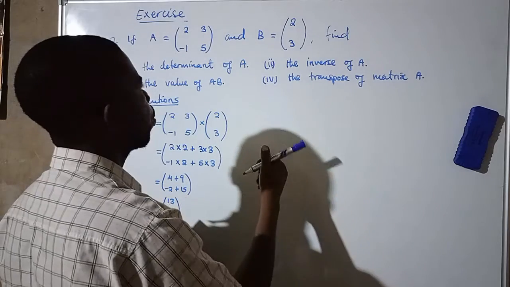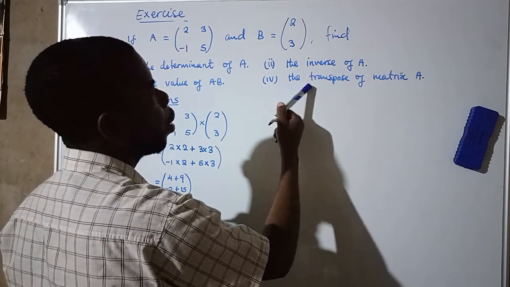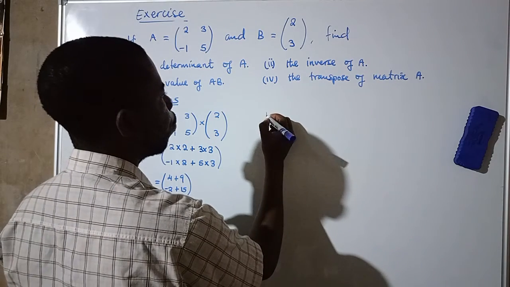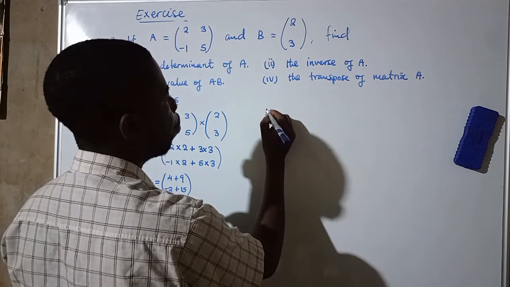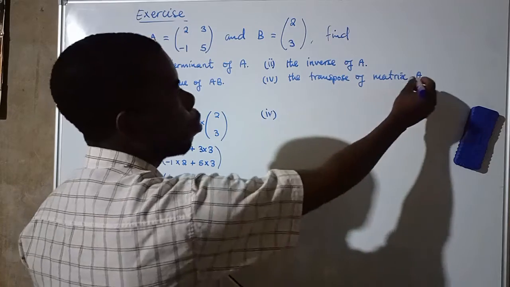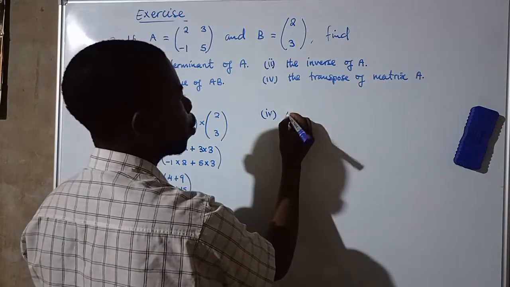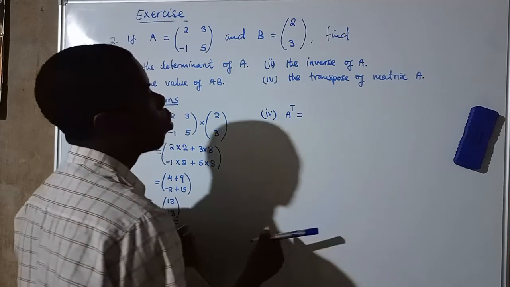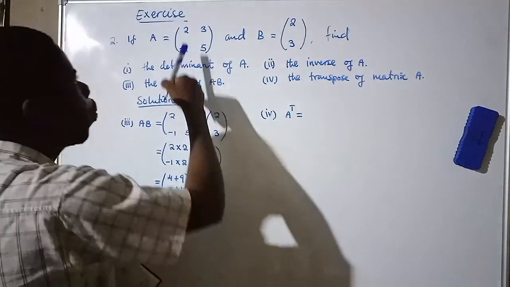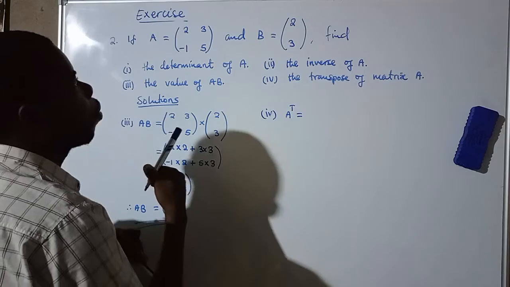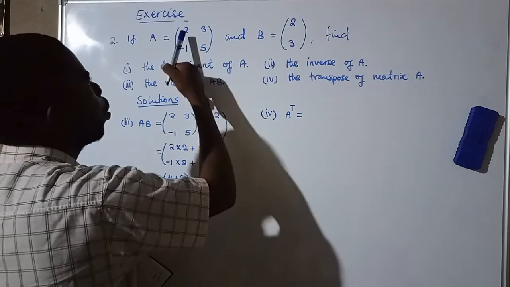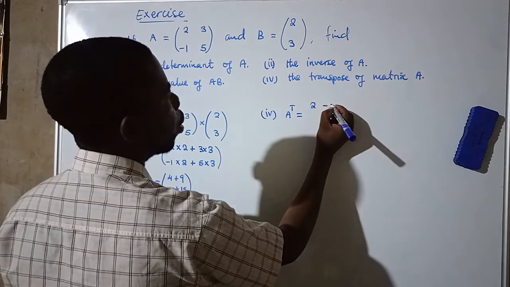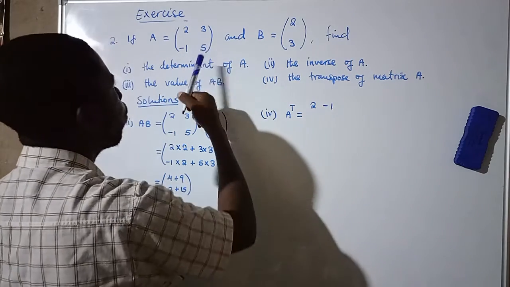part 4, which says we find the transpose of matrix A. So part 4, or Roman numeral 4, the transpose of matrix A is written as A to the power T, which is going to be equal to, you change what were the rows to become the columns. So it will be 2, negative 1. So you write 2, negative 1. Then you say 3, 5.